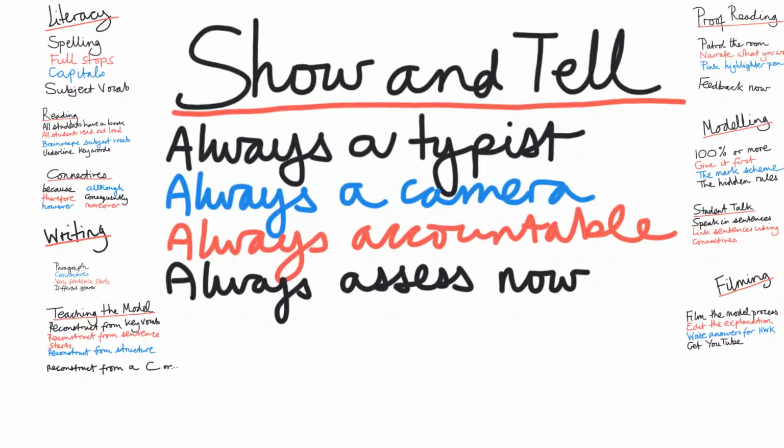If it's successful, then brilliant, you get to model what success looks like, and where it isn't successful, you get to model how to improve it. This has another huge advantage on the behaviour for learning of your students, because they are always accountable and they always know that you are going to potentially put their work up. They always want to do well.